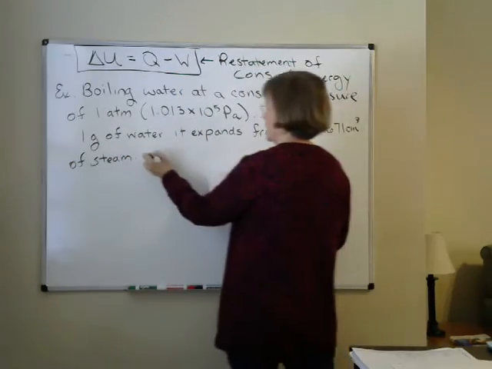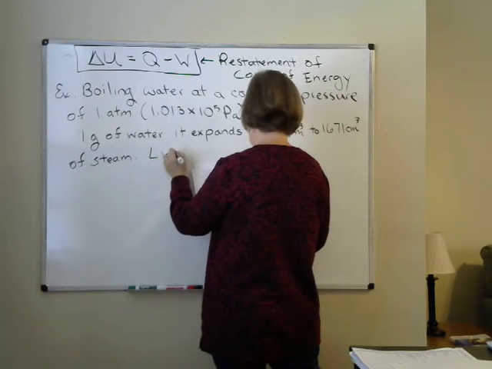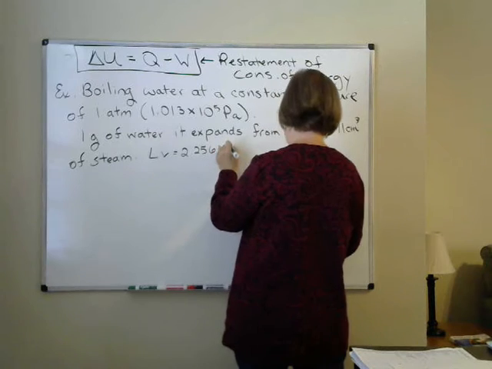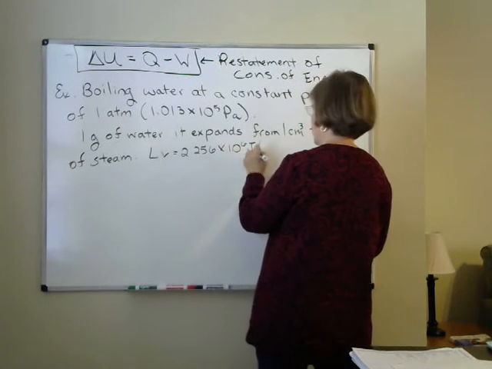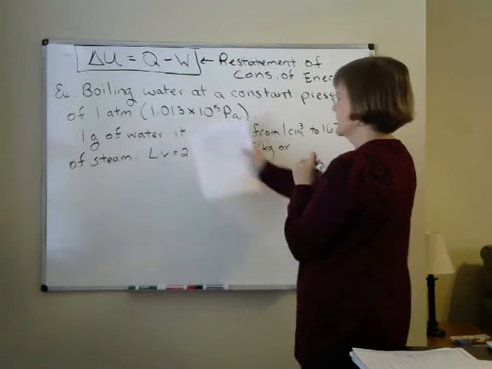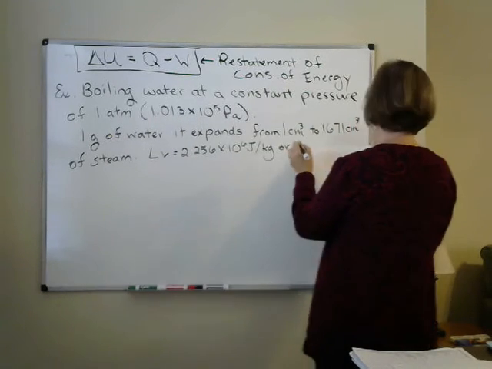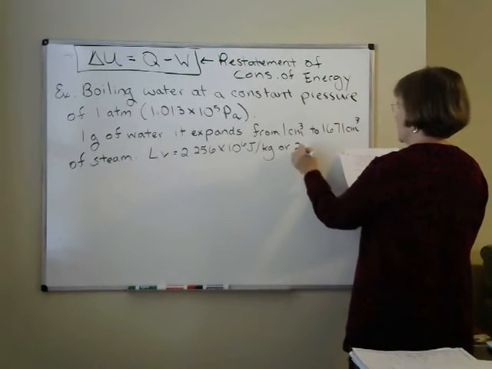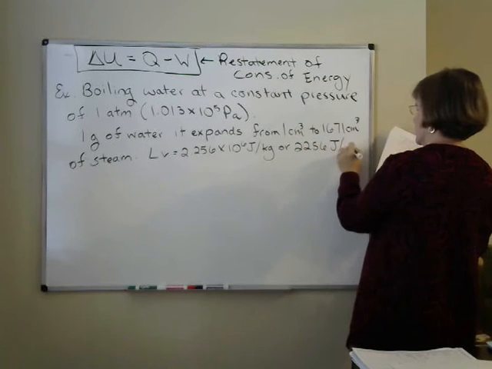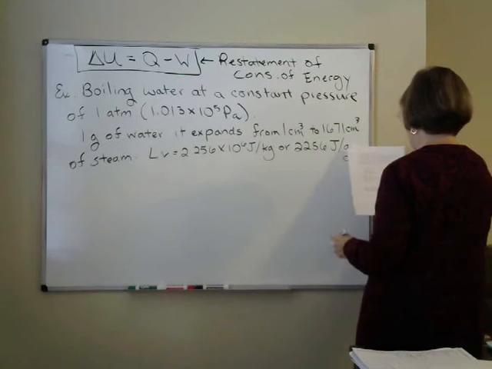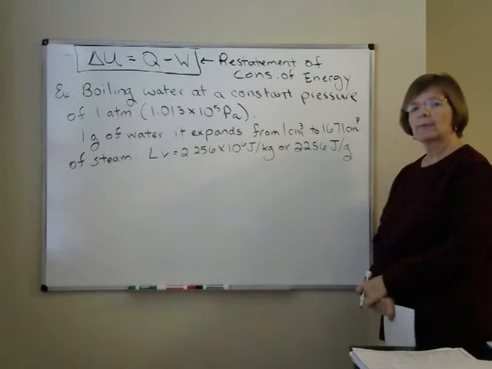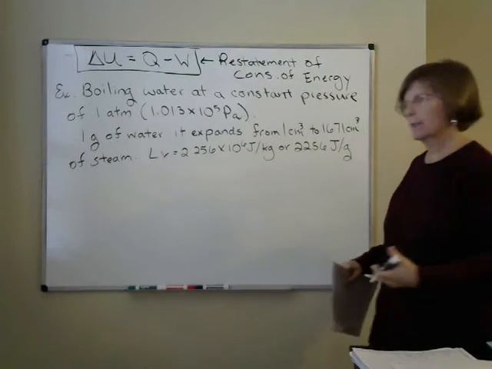The heat of vaporization is 2.256 times 10 to the 6 joules per kilogram, or a little easier since we have this in 1 gram of water, it's 2256 joules per gram. First question, how much work was done by the water? How much work is done by the system?